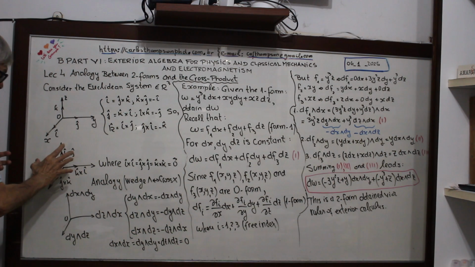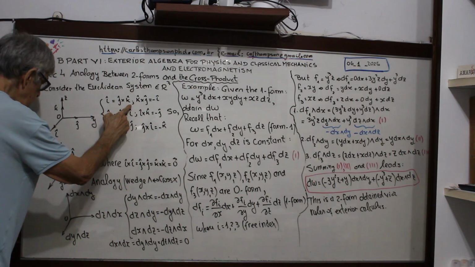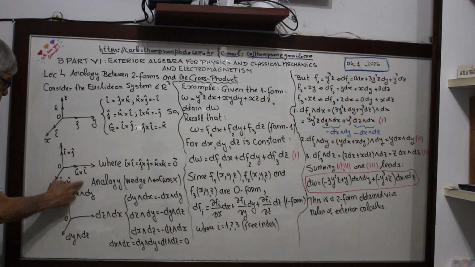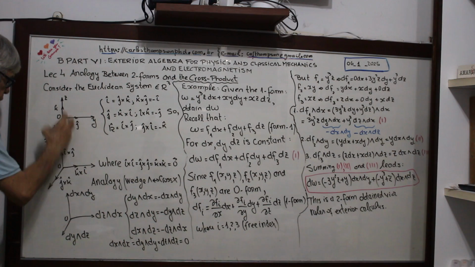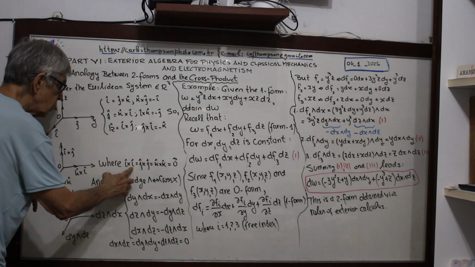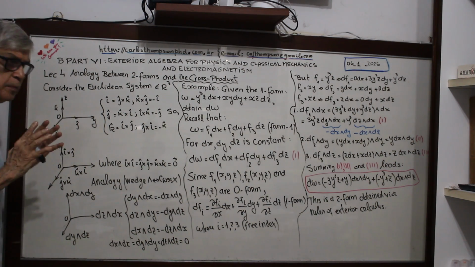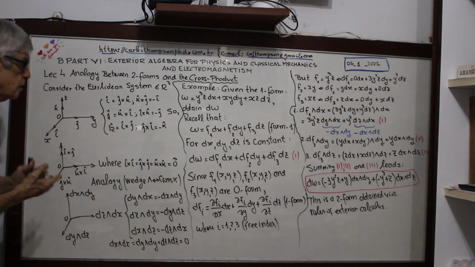Now, let's make the analogy. You can see here that i equals j cross k. This is i, I set j cross k. This is j, I set k cross i. And this is k, I set i cross j. You see this analogy here. Now, you see also that i cross i is equal to 0, j cross j is equal to 0, and k cross k is equal to 0, from the definition of the cross product in R3, from classical mechanics and electromagnetism.